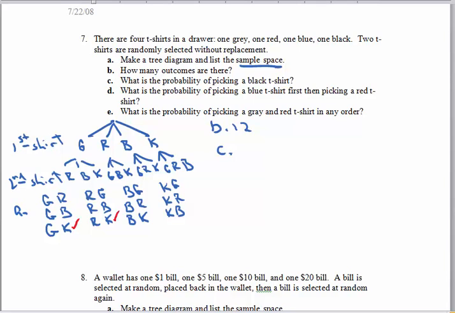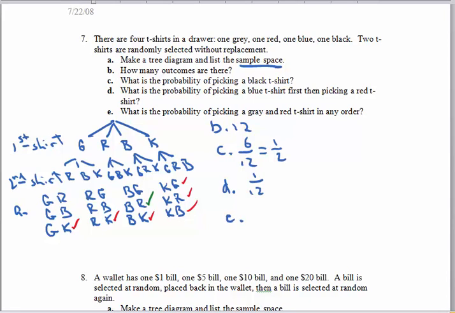1, 2, 3, 4, 5, 6. So the probability of picking a black t-shirt is actually 6 out of 12, or just 1/2. And then what's the probability of picking a blue t-shirt first, then picking a red t-shirt? Well, in this case, you're specifically looking for that combination of blue-red, and that actually only happens 1 time. So D is just going to be 1/12.